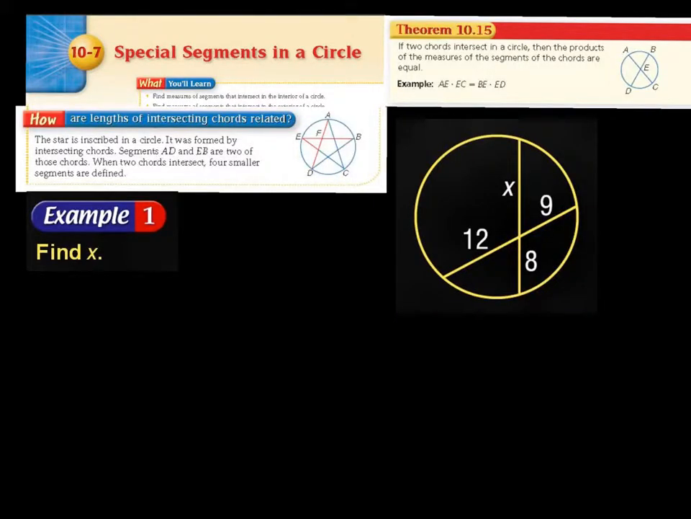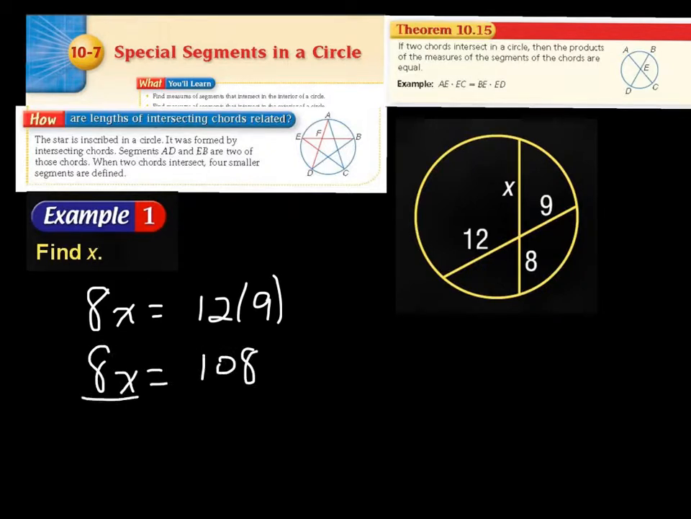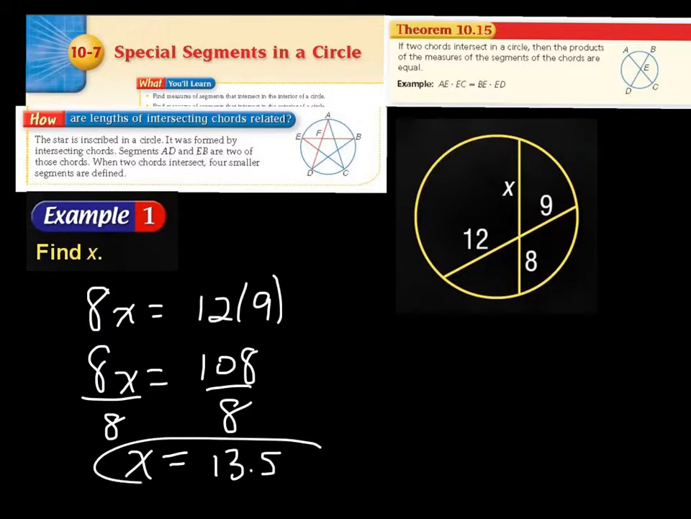Find X. I love those directions. So using Theorem 10.15, we can write our equation. 8 times X equals 12 times 9. And 12 times 9 is 108. Divide both sides by 8, and we get X equals 13.5. Not bad.